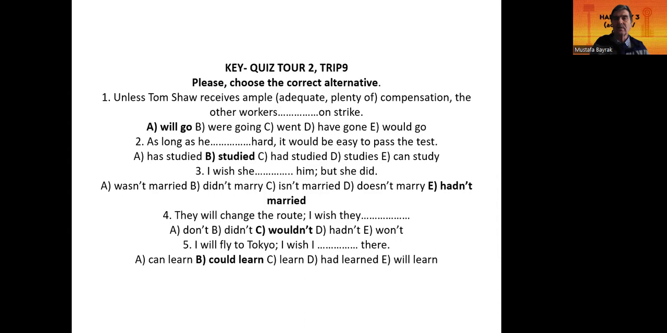For example, while we are studying group conjunctions, etc., etc. Okay. As long as he blank hard, it would be easy to pass the test. So here, let's remember the second type. If he studied hard, or as long as he studied hard, it would be easy to pass the test. It would be easy for him to pass the test.